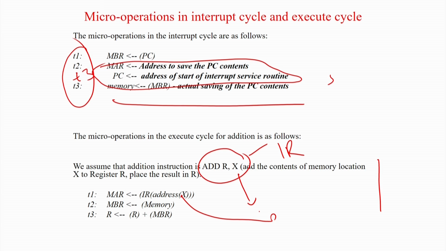Now, the value in the memory location X, which we are calling 3030 in the example, will be loaded to the memory buffer register in time 2. In time 3, the arithmetic and logic unit will be involved. It will add the value of the memory buffer register with the register R and save it in R. So this ADD R, X will be done in 3 micro instructions.